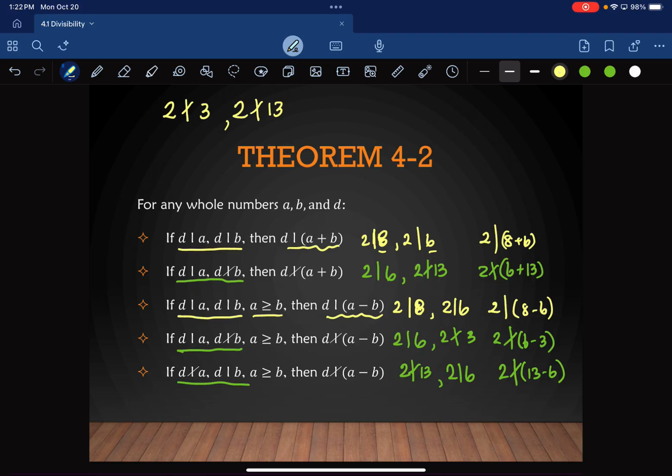Y'all with me? In the case of evens, it actually would do this all the time. And the reason is because it's either even or it's odd. There's nothing in between. There's no middle ground, okay?